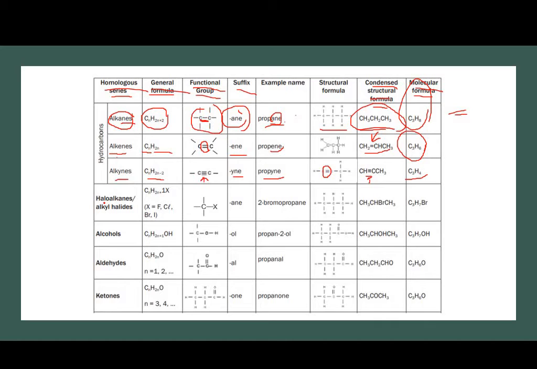And then we have haloalkanes or alkyl halides. Halo means that they contain halogen atoms, right? Halogen elements.